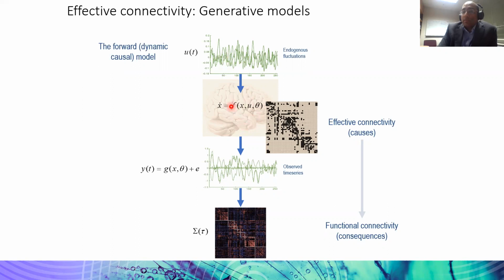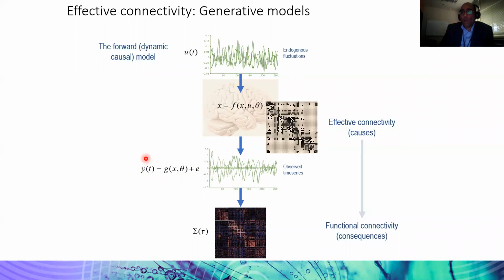So in this situation, this is what we call a generative model or a forward model. There is some external stimulus, for example a visual or an auditory stimulus, which enters the brain, changes this dynamical system, and generates some output. These changes would be in the form of changes in the blood oxygen level, captured by the MRI. This is the time series that we have from the MRI, which we show as signal y(t).